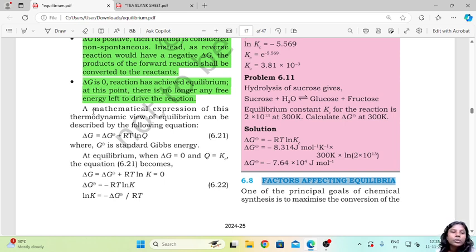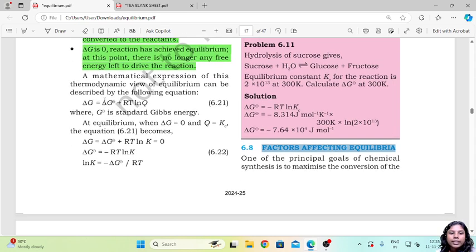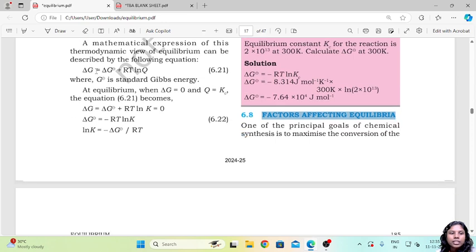Now, let's look into the mathematical expression of the thermodynamic view of equilibrium, and that can be described in the following equation. We know delta G equals delta G naught plus RT ln K. Here, delta G naught is the standard Gibbs energy, that is, under standard pressure and temperature conditions. Now, at equilibrium, we know that delta G will be equal to 0, and Qc equals Kc, the reaction quotient equals the equilibrium constant.